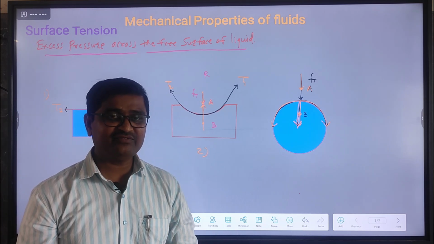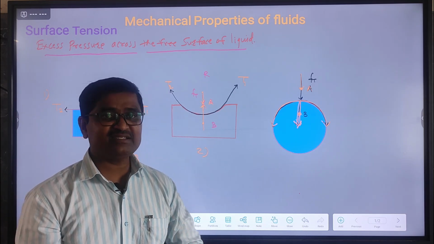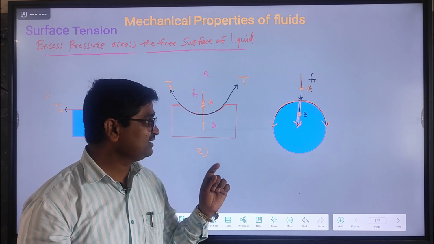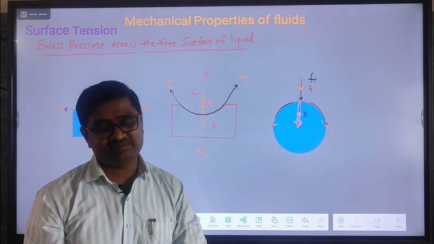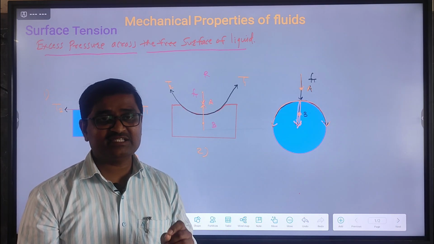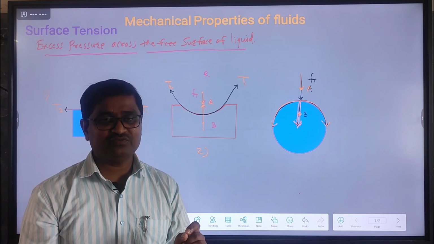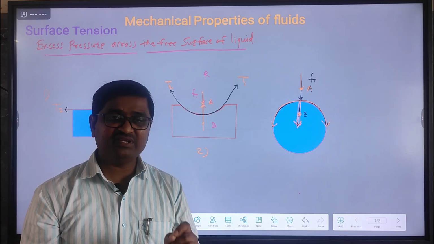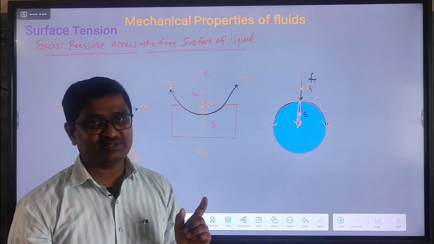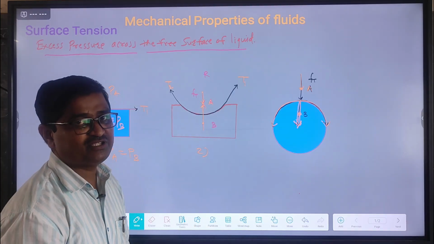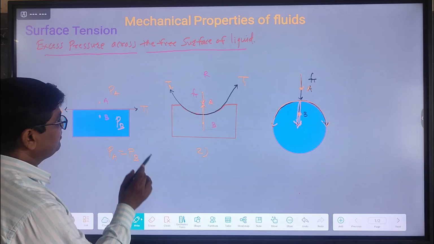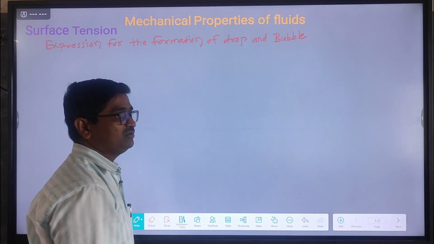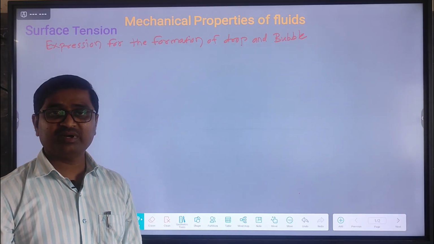So these conditions are very important, and by using these three conditions, we will discuss the next very important concept of this chapter. This is the expression for the formation of drop and bubble. This is a very important concept according to this chapter. So let's start it. The expression for the formation of drop and bubble.